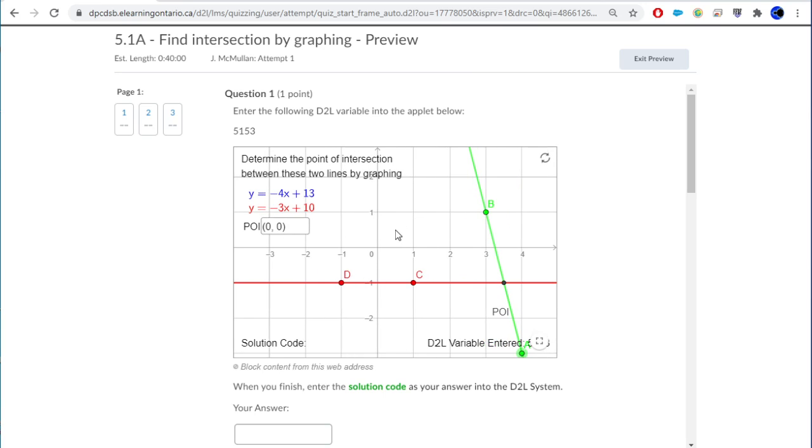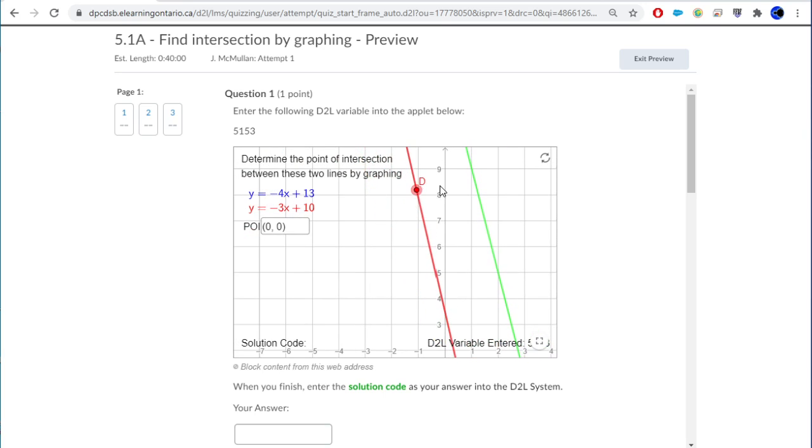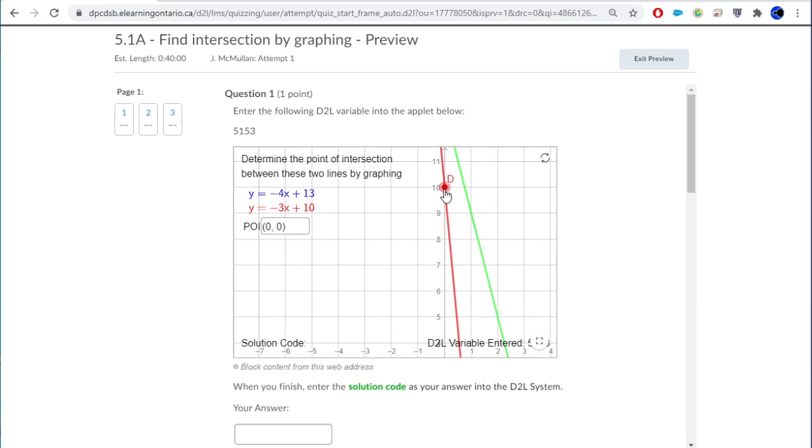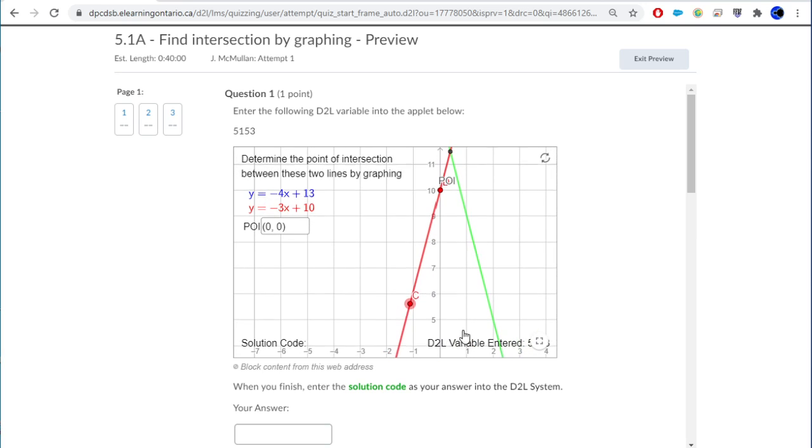To do the red one, I'll review the y-intercept method again. So let's bring point D up here to the y-intercept at 0, 10, which is right there. And then I'm supposed to have a slope of negative 3, right? So again, same point, down 1, 2, 3, and over 1. And now I have my two lines correctly drawn.